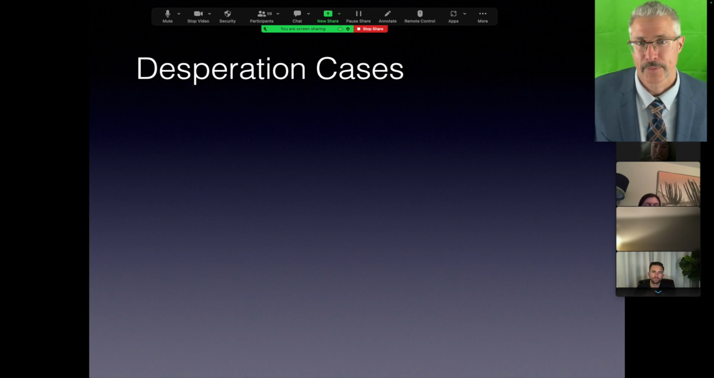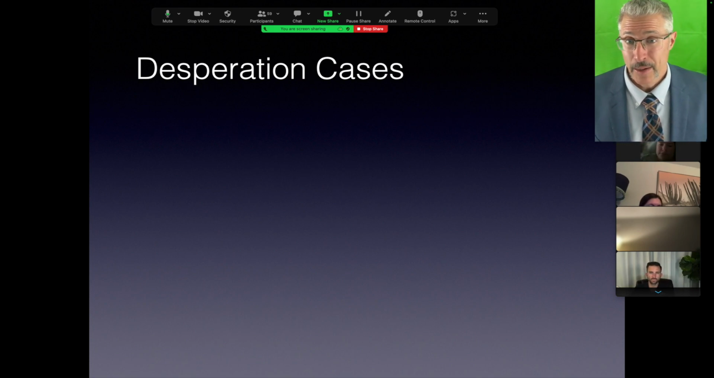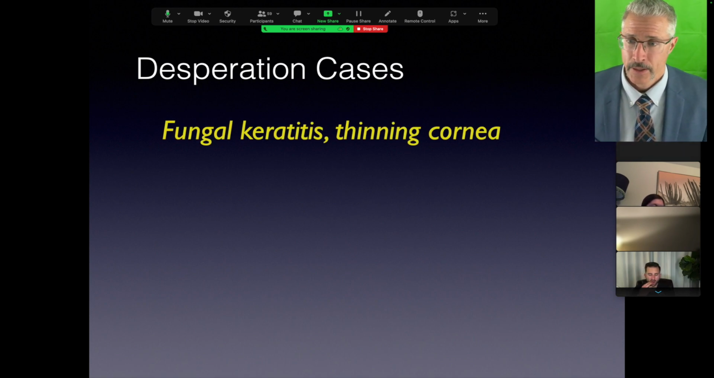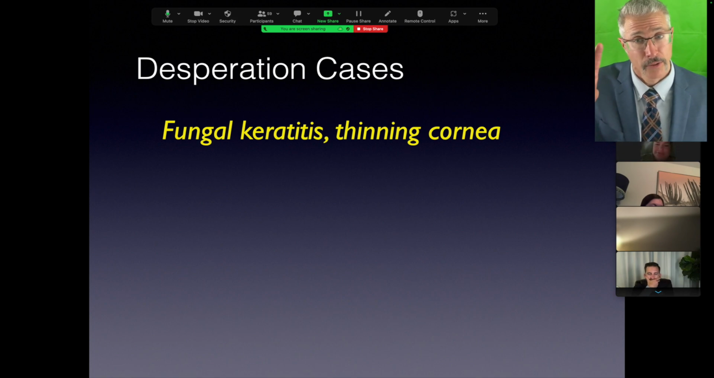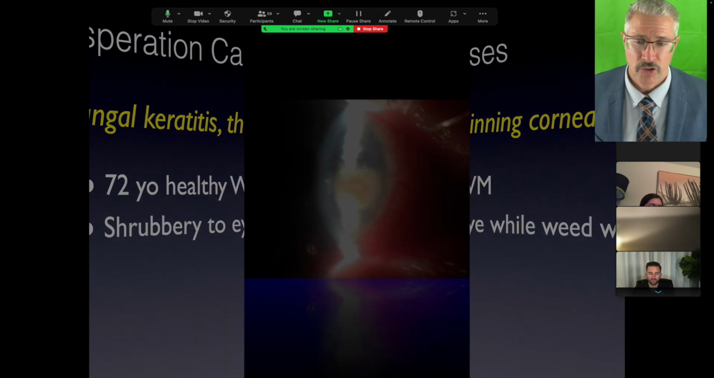Questions on that? Okay, now we talked about treatment. You want to baby the epithelium. You want to try to nourish the cells. Sometimes you got to do desperation treatment to try to prevent breakdown. So this guy had a fungal keratitis. Fungal keratitis counts as any kind of chronic keratitis. His cornea was thinning. It was all from shrubbery.